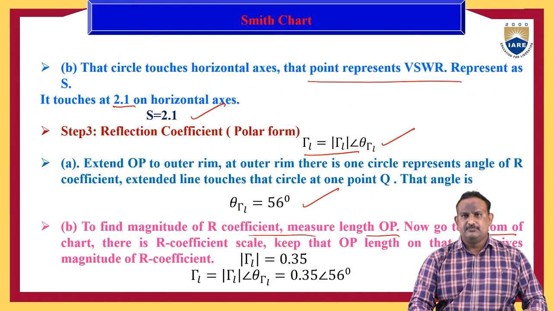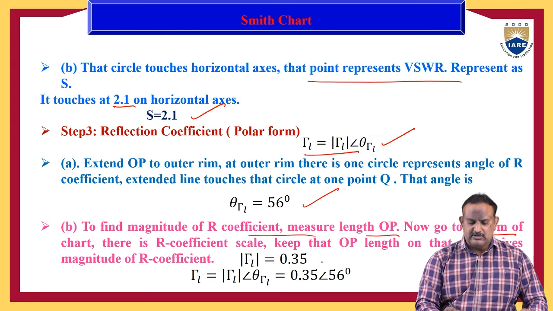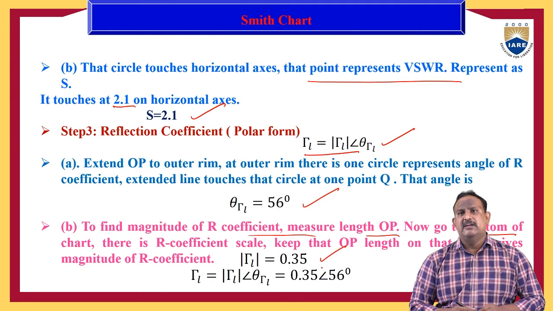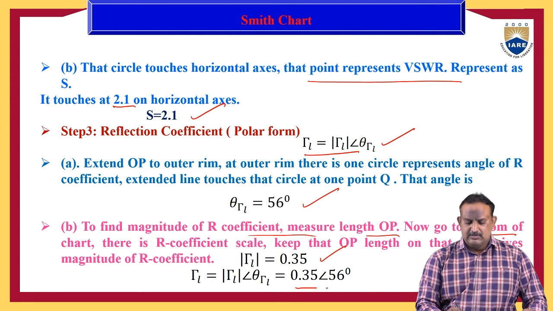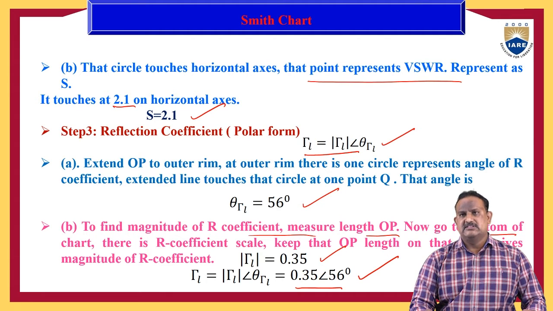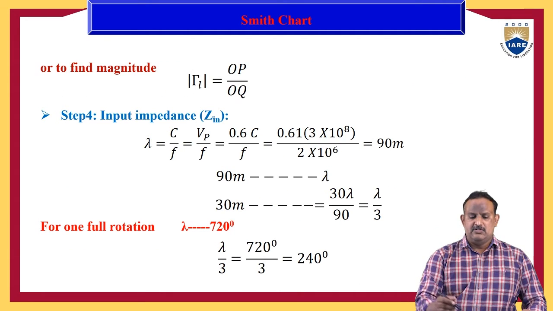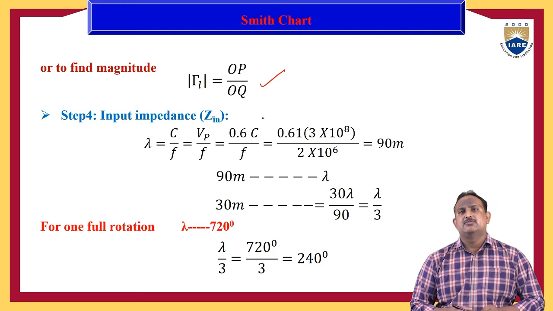So here the magnitude of the reflection coefficient is 0.35. Therefore, the reflection coefficient is 0.35 with angle 56 degrees. Next, we need to find the input impedance.